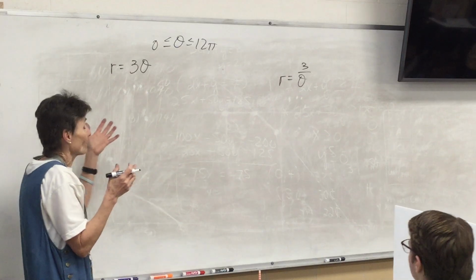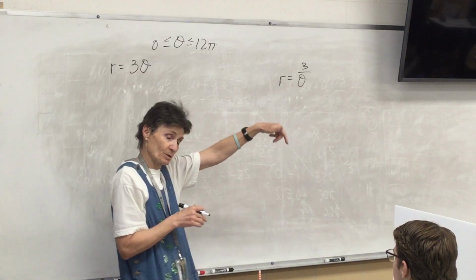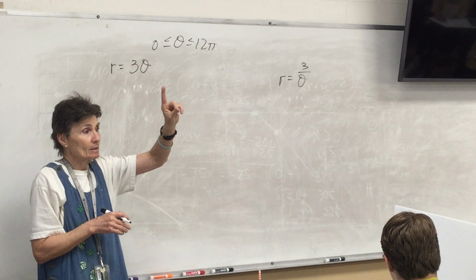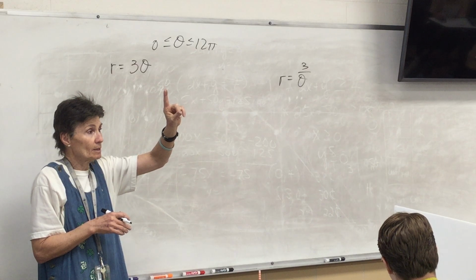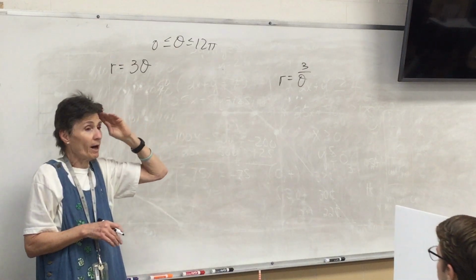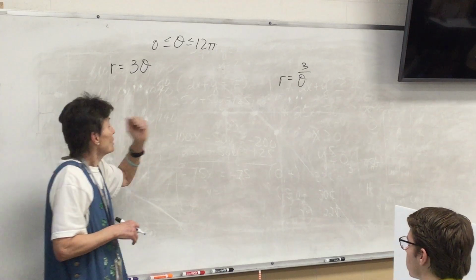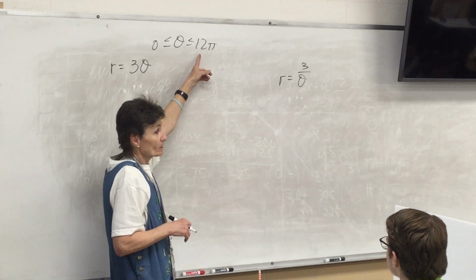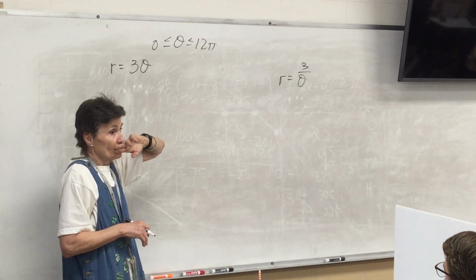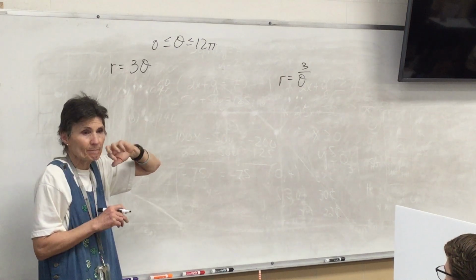Now, let's think about our x's and y's. First of all, we're in radians. So your quiz, you hopefully were in degrees. Let's go back to radians. And the biggest theta can get is 12 pi. Pi is approximately 3. So what's 12 times 3? 36. So the biggest theta is going to get is 36 approximately.